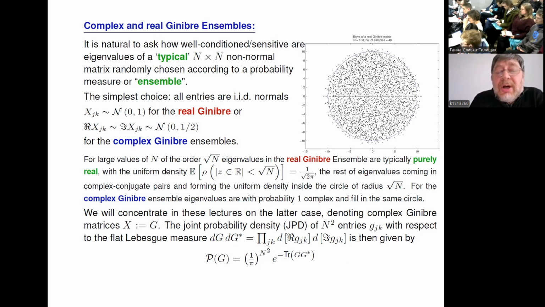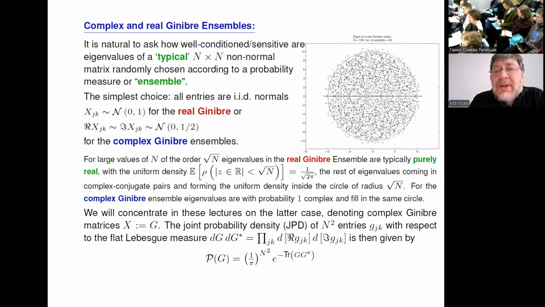So for this case of matrices without self-adjoint constraints, so just generic non-self-adjoint random matrix, a natural ensemble is just to take, if we consider matrices with real entries, all these entries to be normal variables with mean 0 and variance 1, and such ensemble is called real Ginibre ensemble.